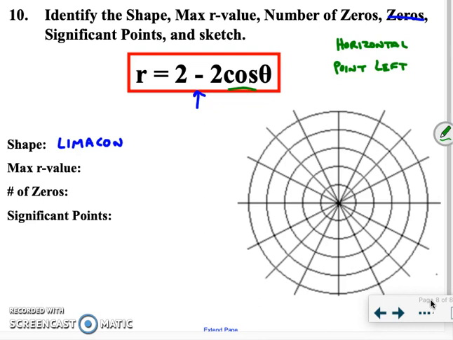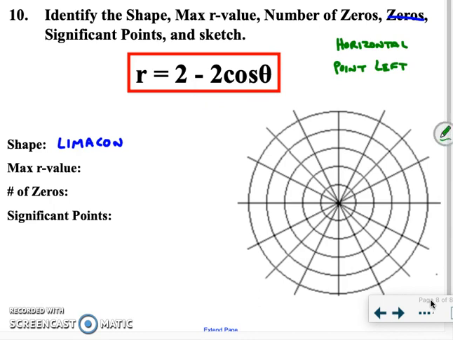Had this been a sine problem, it would have opened up or down. Had it been a sine problem with a subtraction symbol, it would have been pointing downward. Sine problem with addition, it would have been pointing upward. Had this been cosine with addition, it just would have been pointing to the right. So that's just the lead-in.